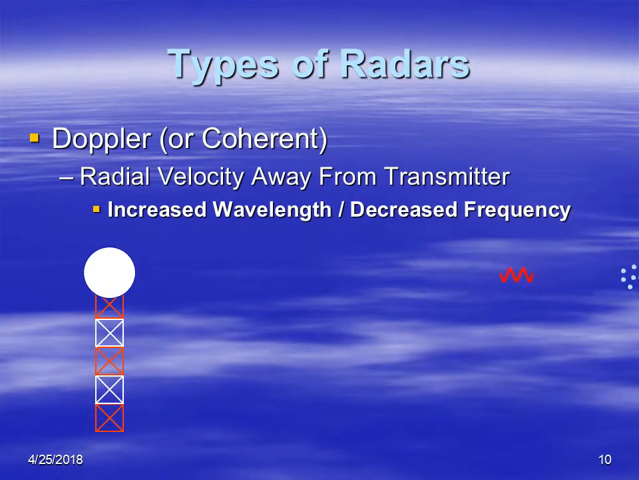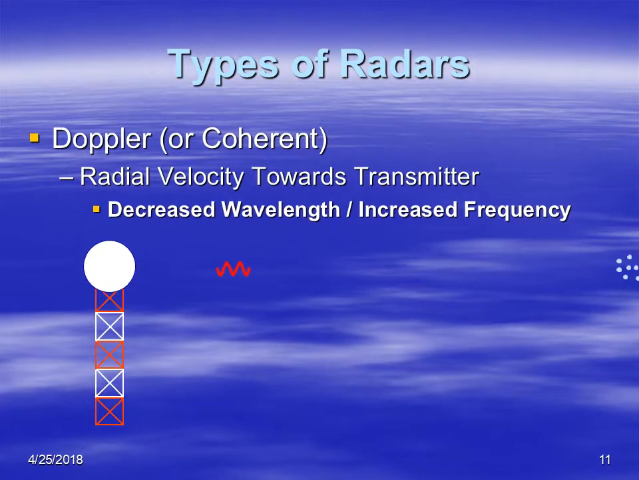So Doppler radars will detect the change in frequency. If the target is moving away from the radar, it'll measure a radial velocity, and the wavelength that comes back will be longer, an increased wavelength or decreased frequency. And conversely, if the targets are moving towards the radar, then the frequency coming back will be greater, or in other words, you'll have a decreased wavelength in that signal.